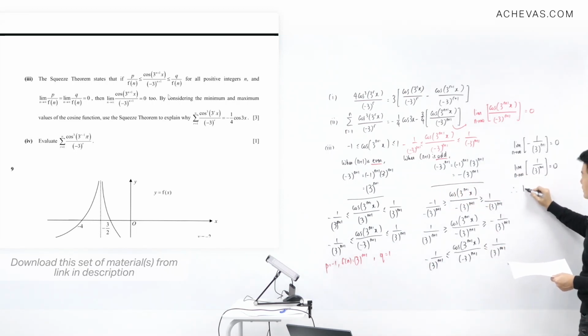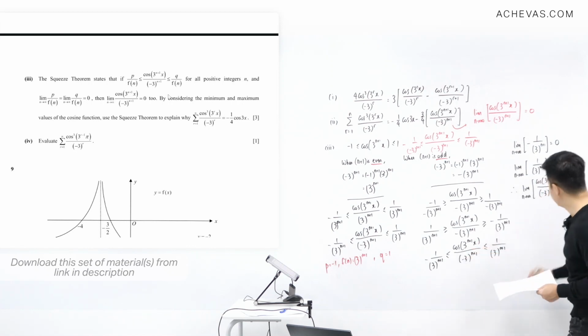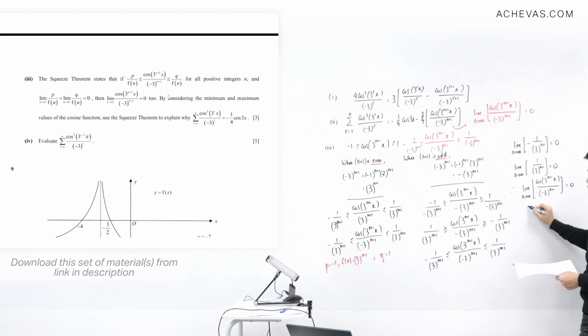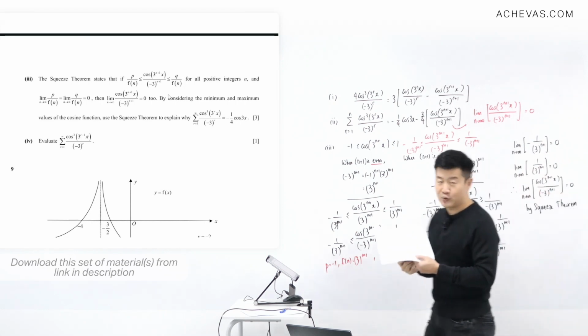we can say that the limit when n tends to infinity of cosine 3 to the power of n plus 1 x over negative 3 to the power of n plus 1, the expression that is in between here, will also tend to 0 by the squeeze theorem. Let me just write down squeeze theorem. Okay, so we have managed to prove this.